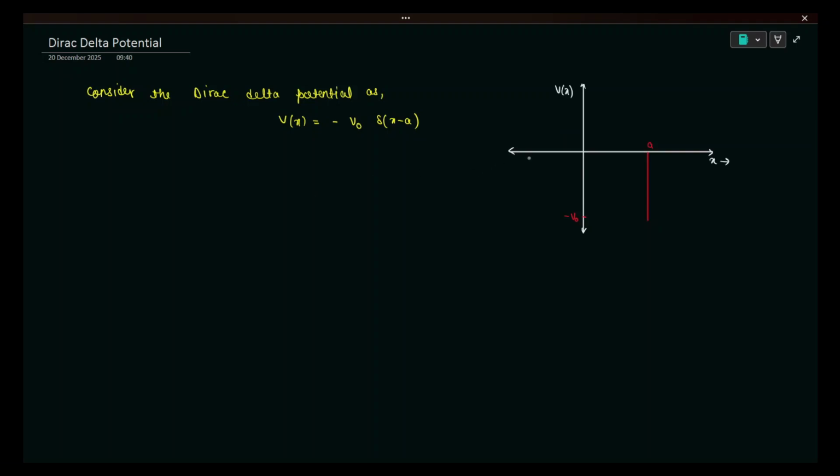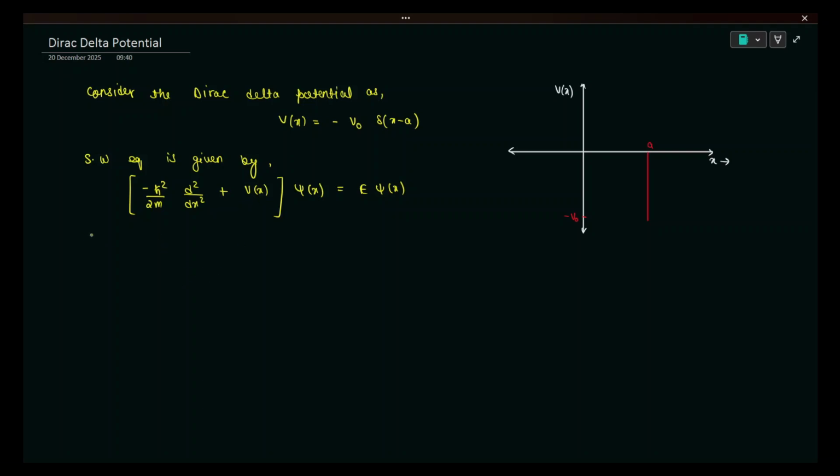So this is how the potential looks. Here at x equal to a you have a negative spike of strength V naught. Any particle coming from left to right will experience this attractive pull. So we will see how the Schrödinger equation is written for this particular potential. This is the Schrödinger wave equation for any particular potential V of x.